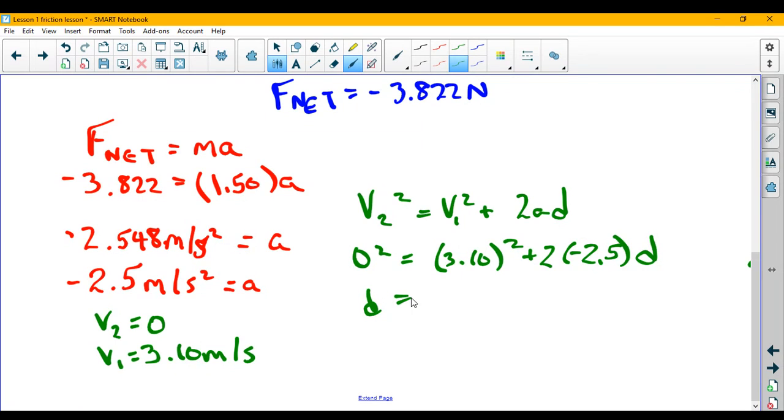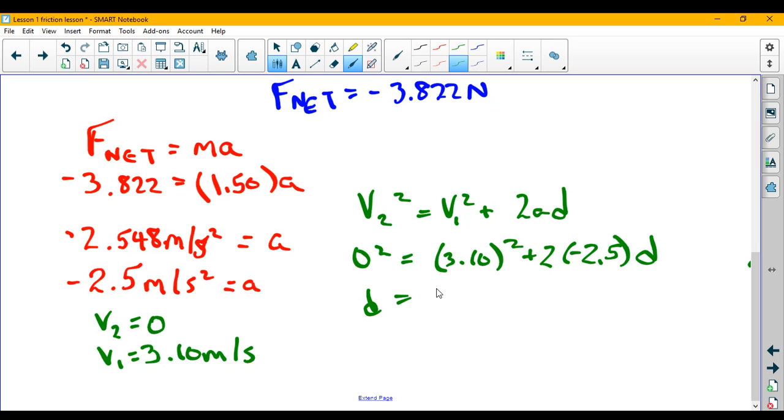I'm going to solve for this. You can solve this by simplifying in several steps. I'm going to do it all in one step, but that's because I'm feeling fancy today. And I got a distance of 1.9 meters.